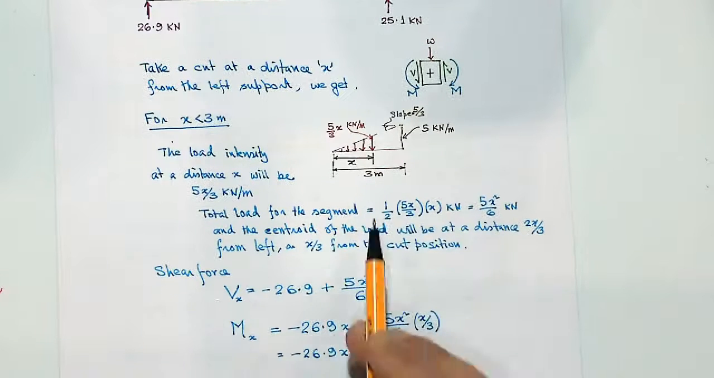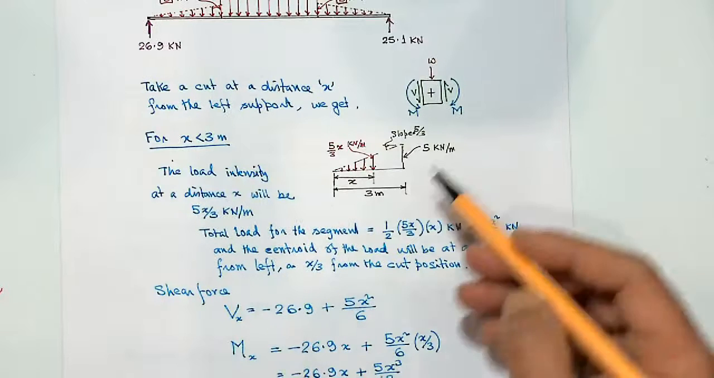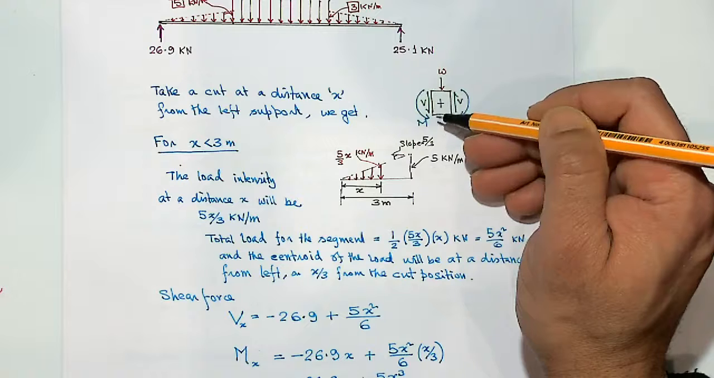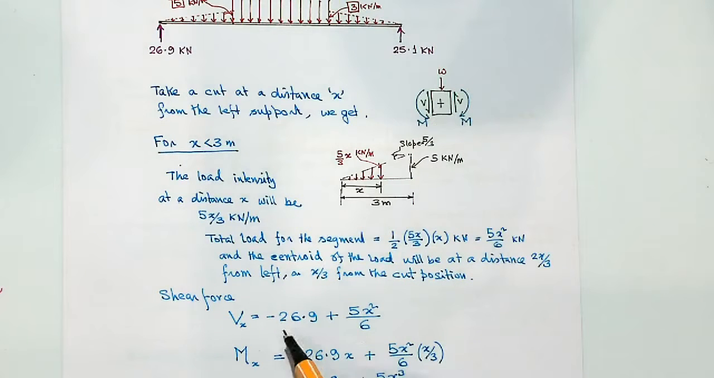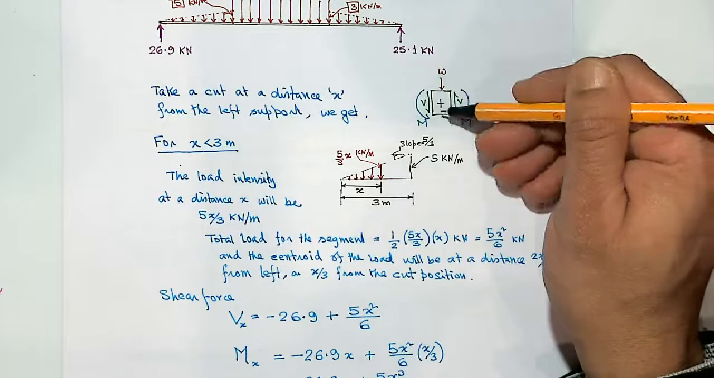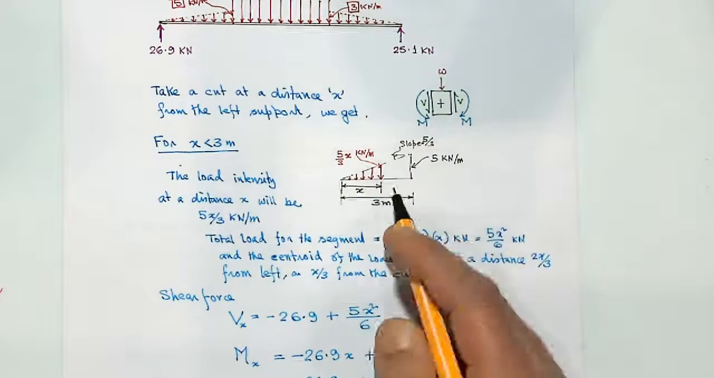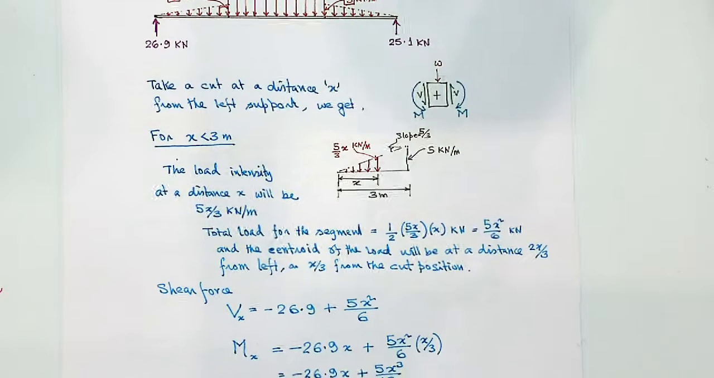So shear force then would be 26.9 going up, so that's a negative. According to the left hand side, if it goes down according to my sign convention, that's positive. And on the left hand side, if it is going up, that's negative, so that's why minus 86.9. Plus the load due to that one 5 going down, so that's positive. So the total load is 5x square over 6, so that's it.